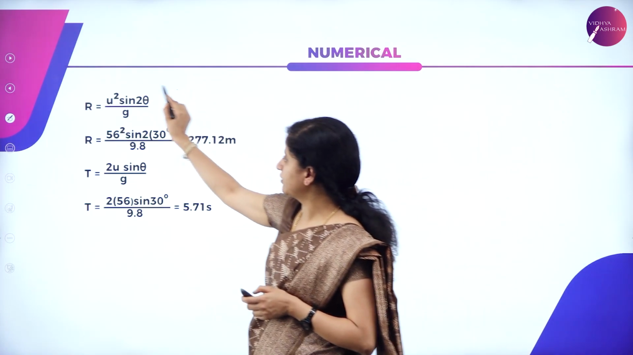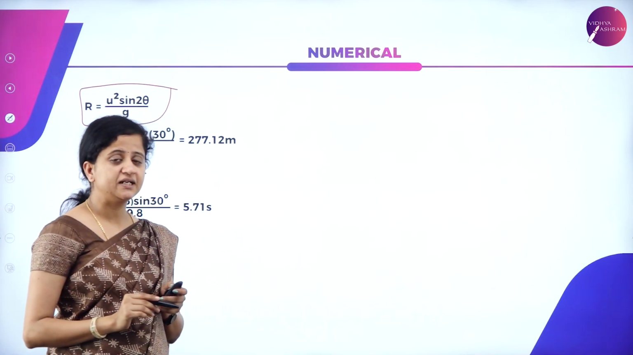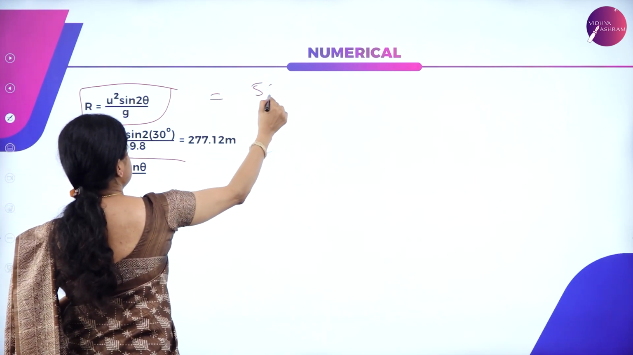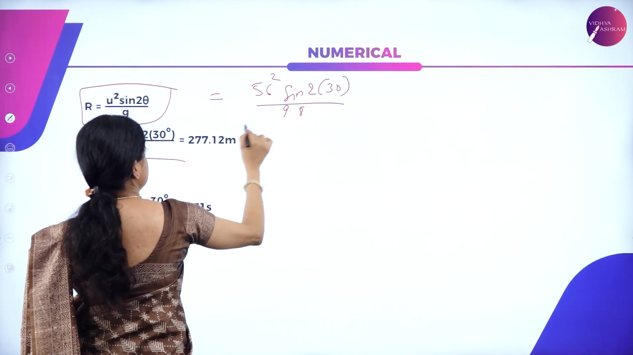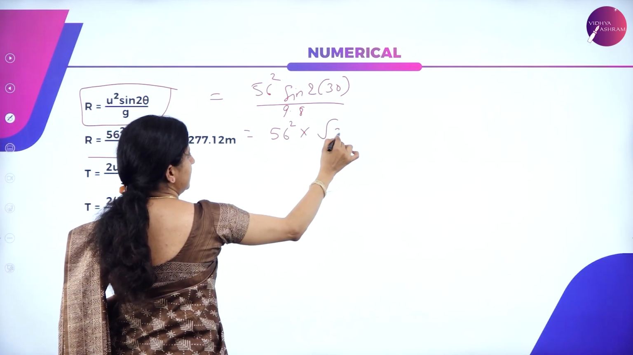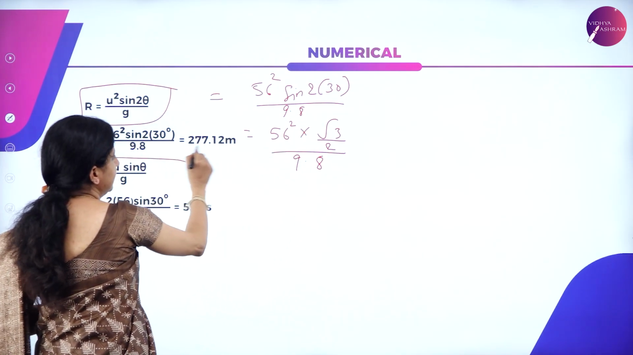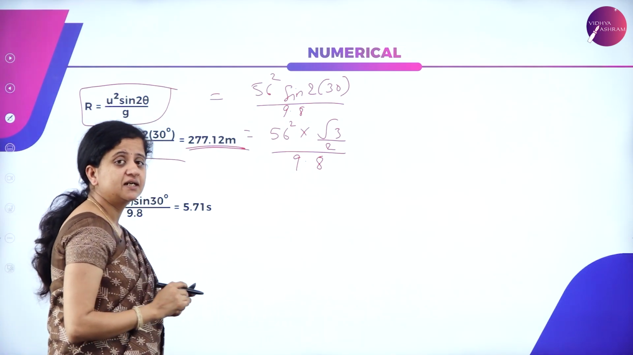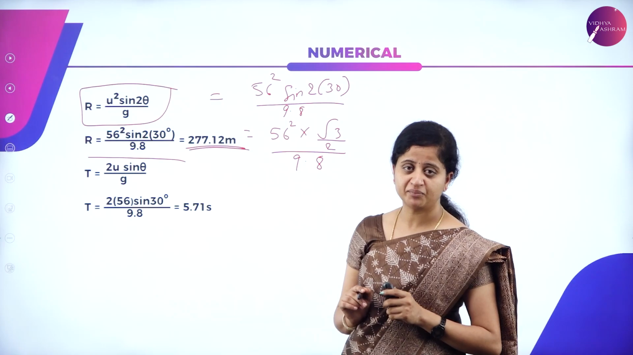So next we have to find out the range. Range can be calculated by the formula u square sine 2 theta divided by g. The value of u is 56 and hence it is 56 square sine 2 into 30 divided by 9.8. So this is nothing but 56 square sine 60. Sine 60 value is root 3 divided by 2, divided by 9.8. So simplifying all these, we will get 277.12 meter is the maximum horizontal distance that a ball can travel before it hits the ground.